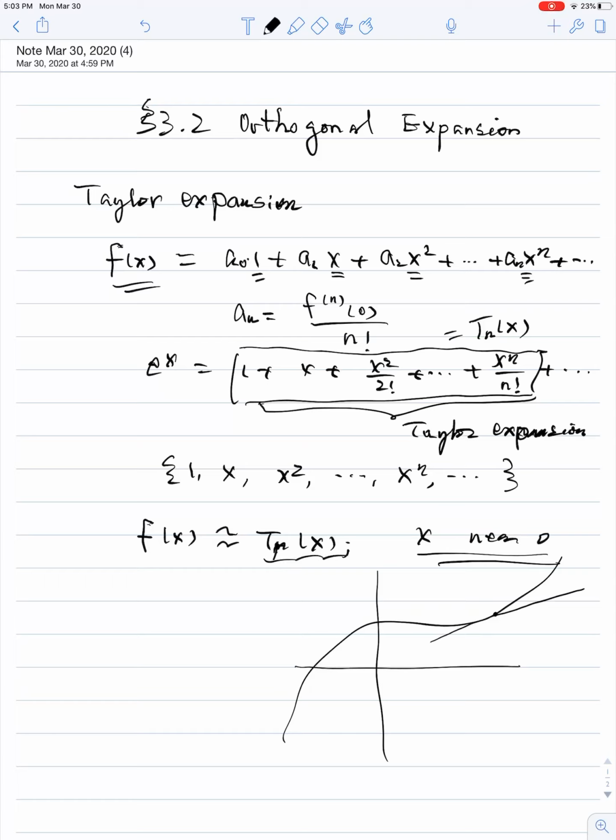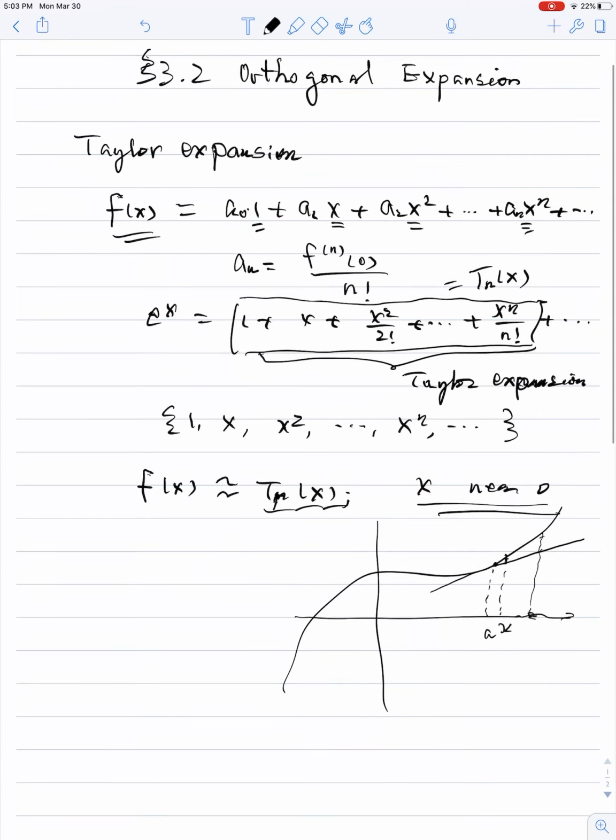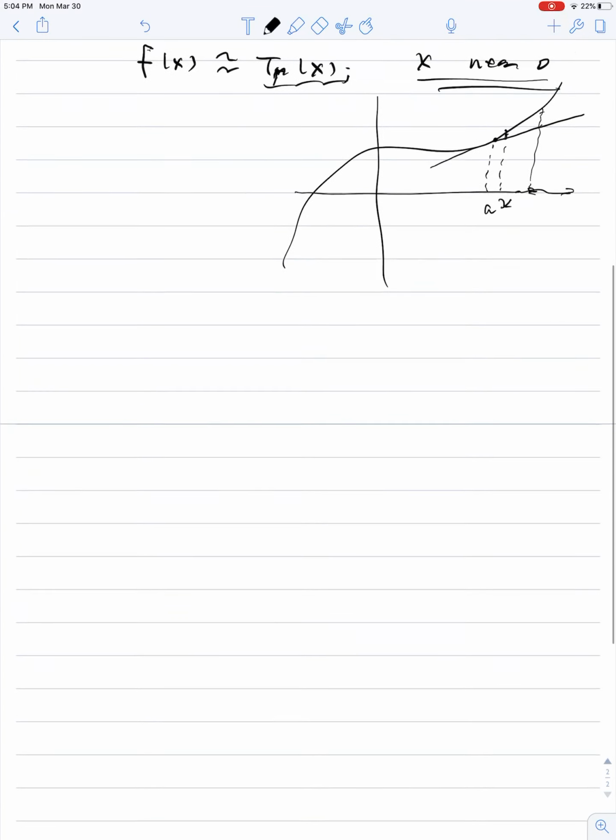So for the tangent line approximation, this point is a. When x is close to a, this is a good approximation. The tangent line is a good approximation of this curve. But when x is away, like in here, then this is not a good approximation. So that is the disadvantage of Taylor expansion.